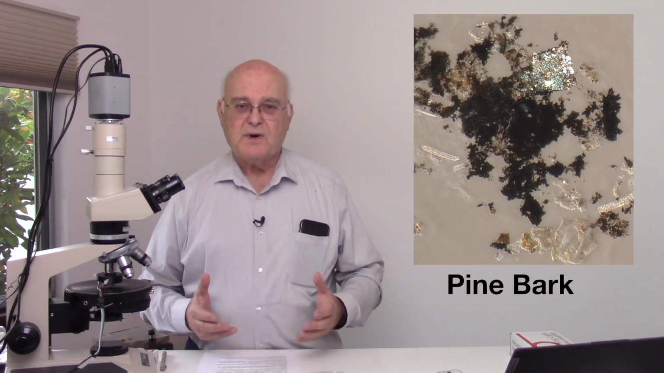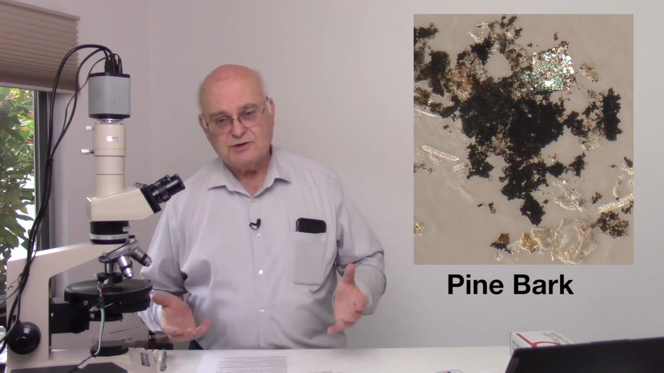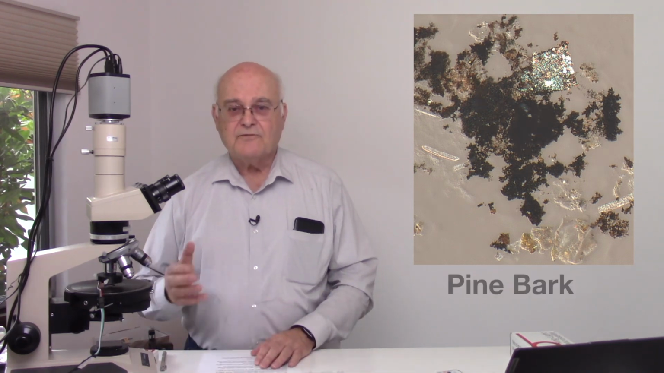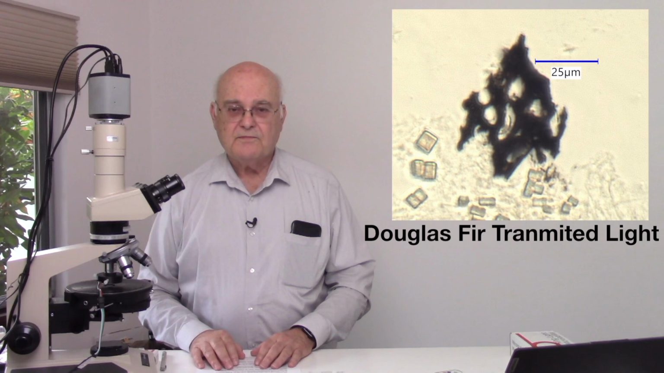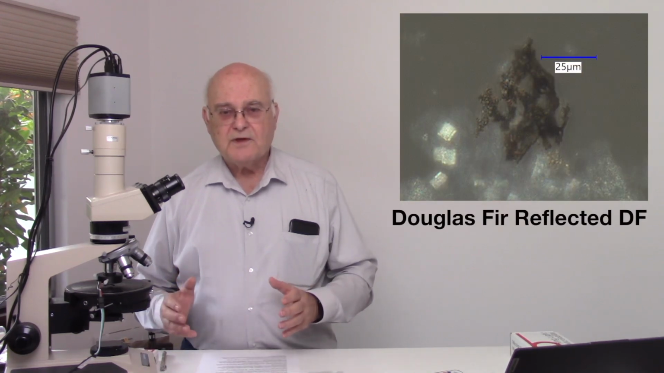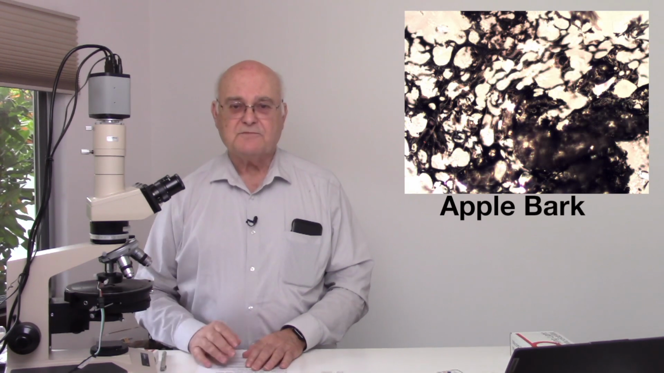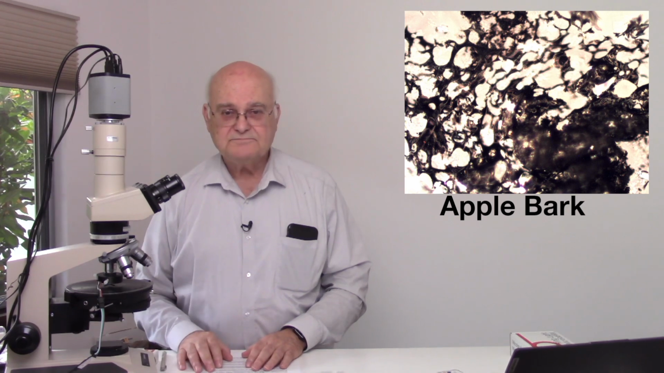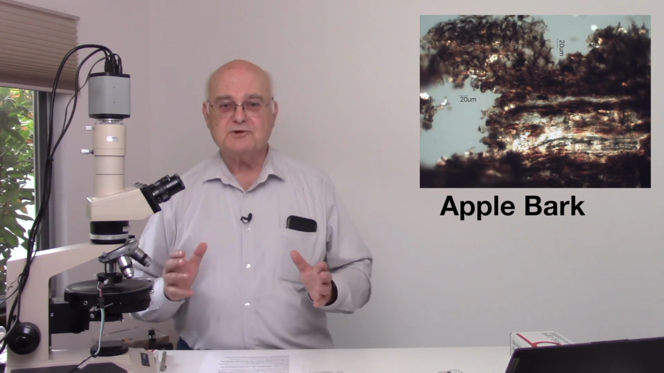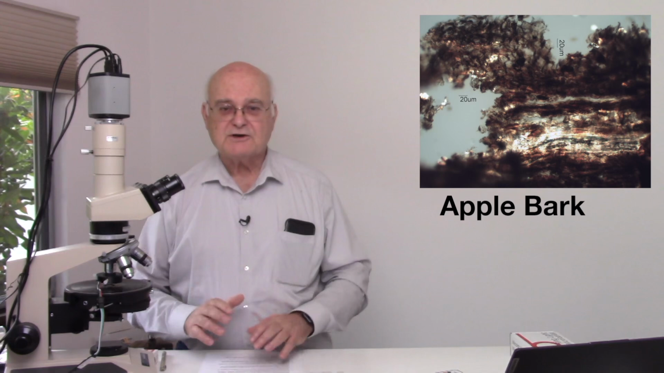Bark has a very characteristic pattern, and we'll see here, looking at charred pine bark, charred bark of Douglas fir, the charred bark of trees in the family Rosaceae, like apple bark, plum bark, any of the fruit trees, have this kind of structure in their bark.